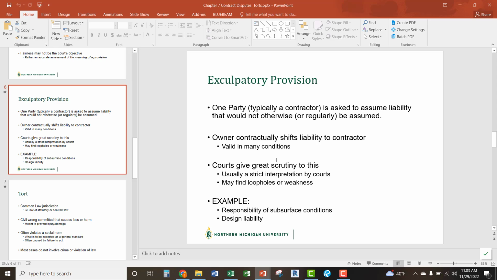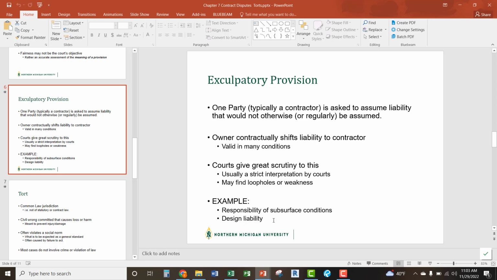So a lot of times what might happen is something like subsurface conditions. I've seen that quite a bit where the owner is not going to hold themselves responsible, or the architect will not hold themselves responsible for subsurface conditions. That's going to be shifted to the contractor. Same thing with design liability for different pieces of it. Those are just examples I've run into regularly, I'd say.